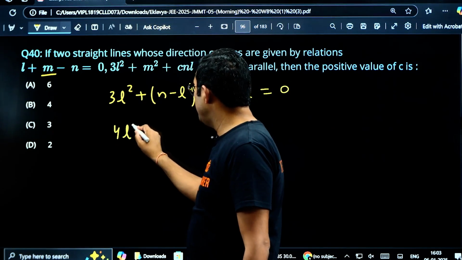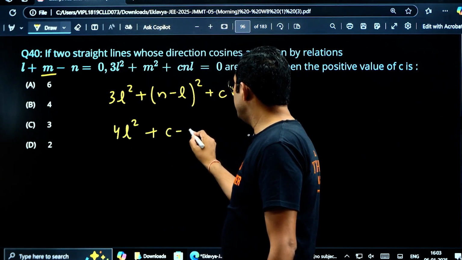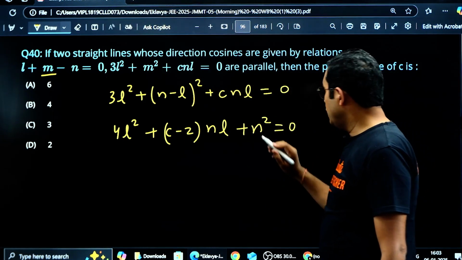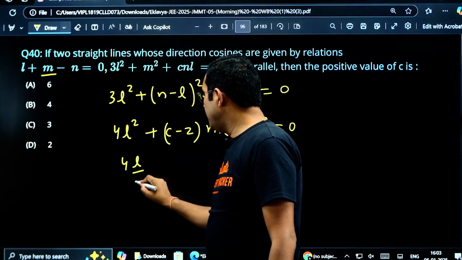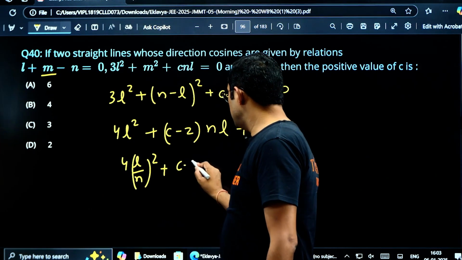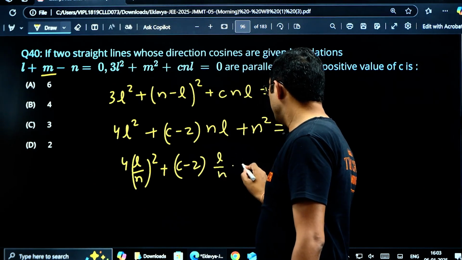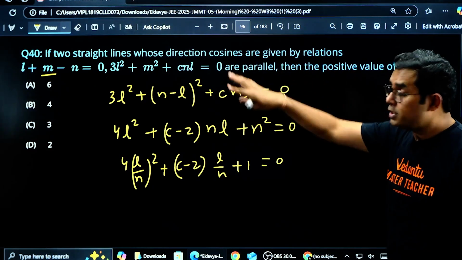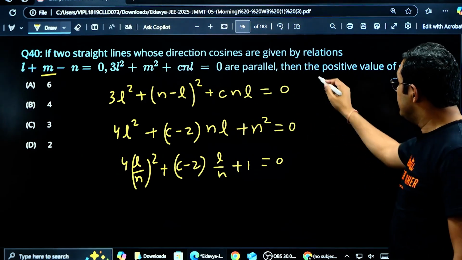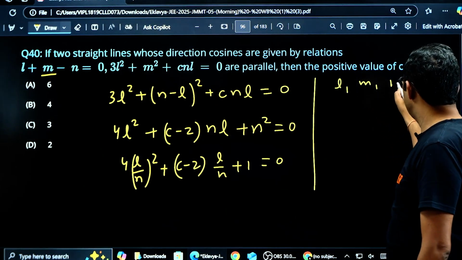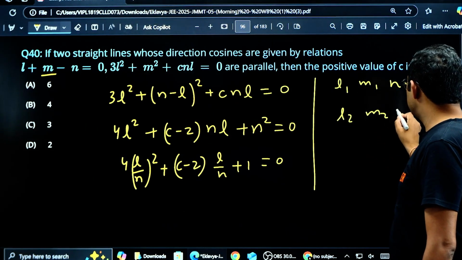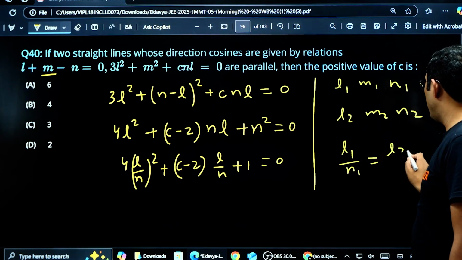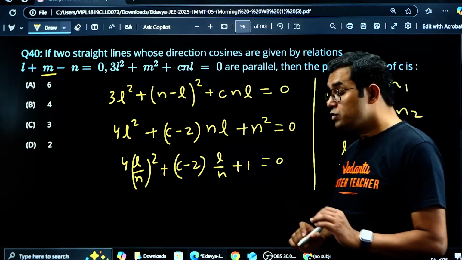So it will be 4L square here plus (C minus 2) into NL plus N square is equal to 0. Now if you divide the whole equation by N square, it becomes 4 (L upon N) square plus (C minus 2) into (L upon N) plus 1 is equal to 0. Now please see, it is quadratic in L upon N, and because whatever solutions you are getting for L, M, N are parallel, that means suppose L1, M1, N1 is one solution and L2, M2, N2 is the other solution, but because they are parallel, in both cases L1 upon N1 will be equal to L2 upon N2, which means this quadratic should have equal and real roots.